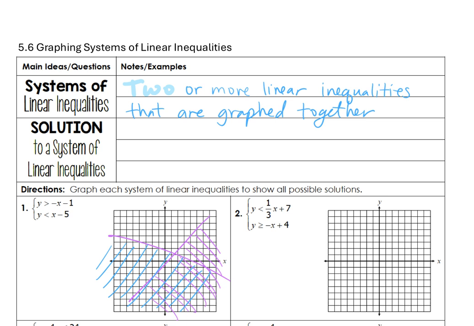Remember how I said I always try to go perpendicular? Because look at the waffle I just made. This and this. Where they overlap like this, the waffle, is the solution. So let me get this out of here, and we'll write that down. A solution to a system of linear inequalities is the overlapping region. Okay, your solution is the overlapping region. So we're going to be looking for overlap.